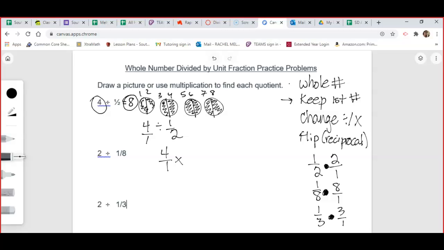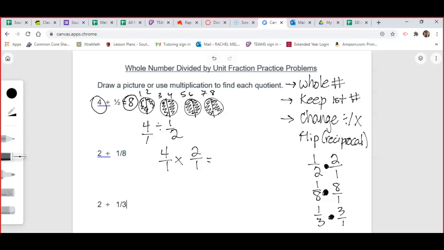So we did this, we did this, we did this. What do I do next? Flip the reciprocal. So guys, we did it over here already. The reciprocal of 1/2 is 2 over 1, right? Okay, so now we just multiply like we have been, right?